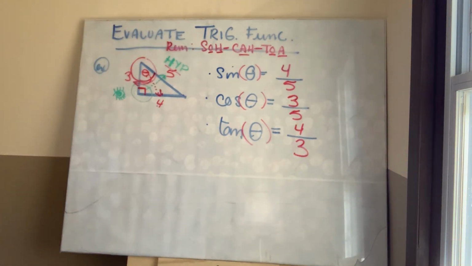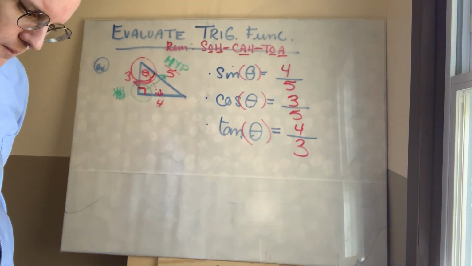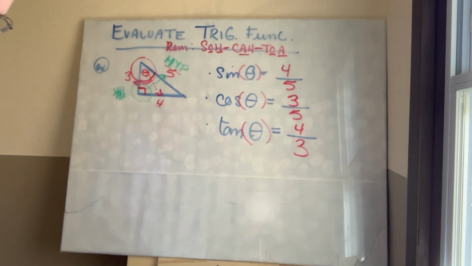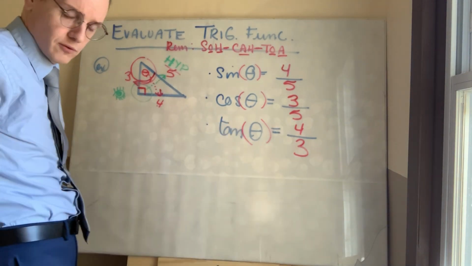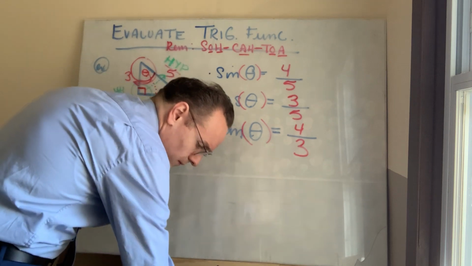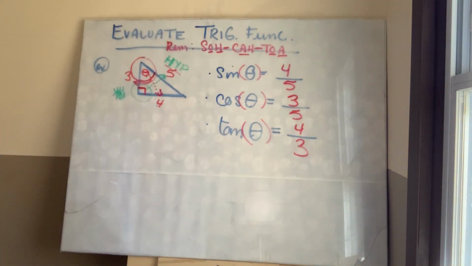Okay. All right. We could also use Sohcahtoa, the perspective of trig functions, to find missing side lengths. Let me erase this.